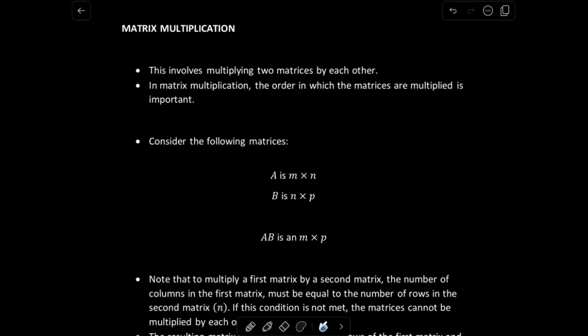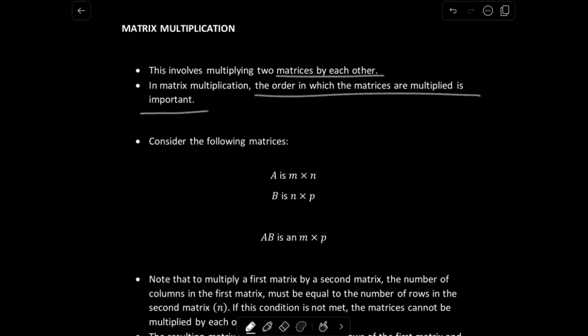Let's look at matrix multiplication. Remember that scalar multiplication is different, because in scalar multiplication we were taking a matrix and multiplying it by a constant. Matrix multiplication involves multiplying two matrices by each other. So we're taking the first matrix and multiplying it by the second one. Now in matrix multiplication, the order in which the matrices are multiplied is very, very important. It matters what's the first matrix in the multiplication and what's the second matrix in the multiplication.